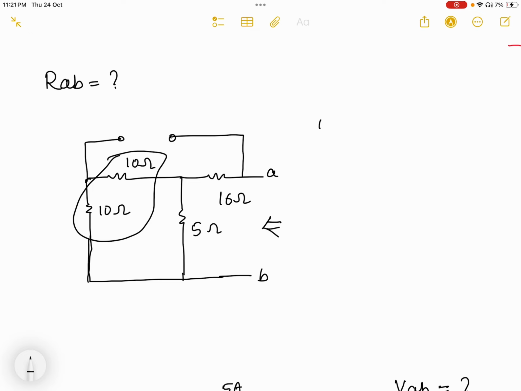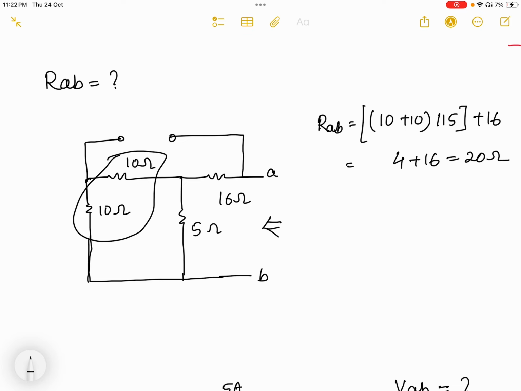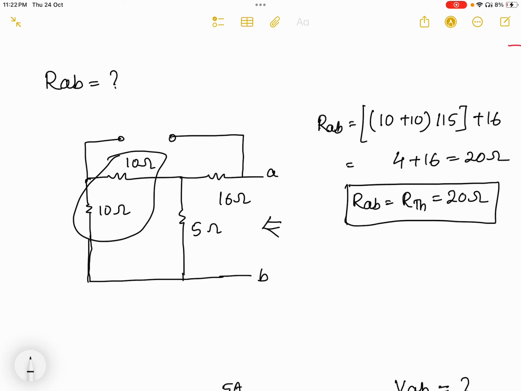So I can write RAB equal to 10 plus 10, which is 20, parallel with 5, and whatever I get is in series with 16. So 20 parallel with 5 gives 4, and 4 plus 16 equals 20 ohm. So I can write RAB or R Thevenin equal to 20 ohm. Finding R Thevenin is very easy. One thing you need to remember: voltage sources will be short circuited and current sources will be open circuited.